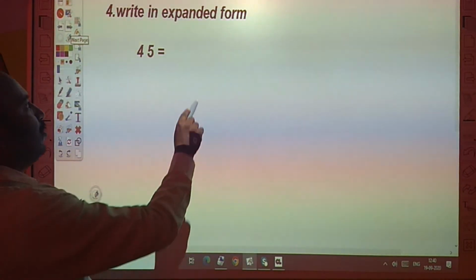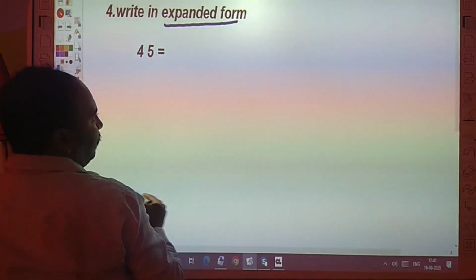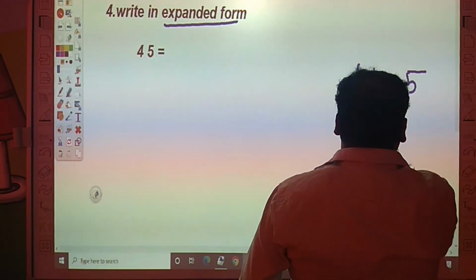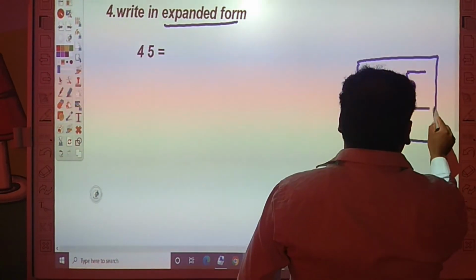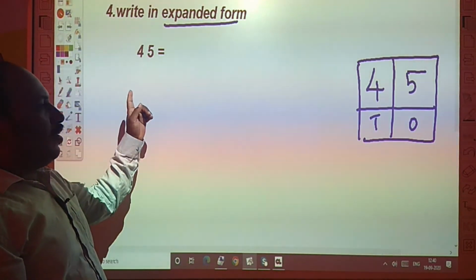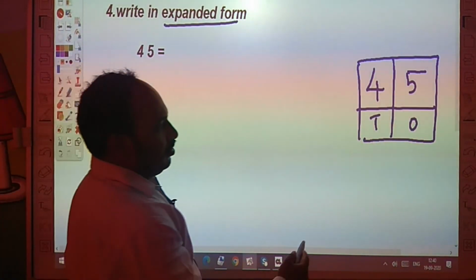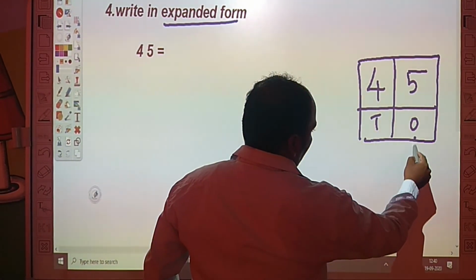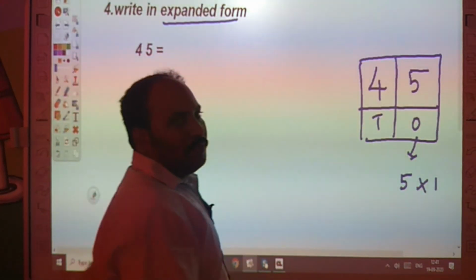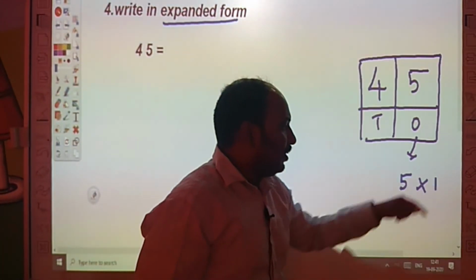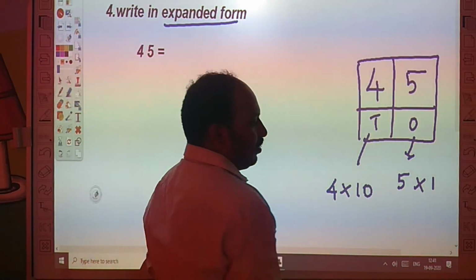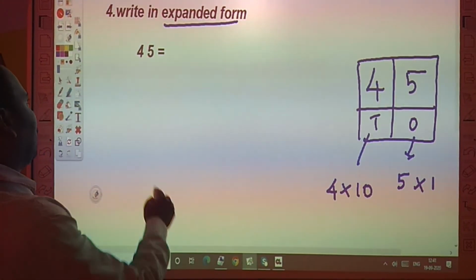The next one, expanded form. You want the expanded form of number 45. We take the place value of 45: ones and tens. It is based on the place value chart. 5 ones means 5 into 1. Next, 4 tens means 4 into 10.